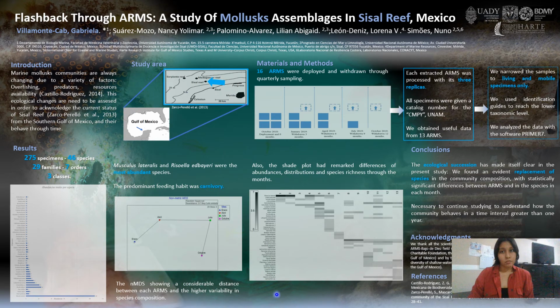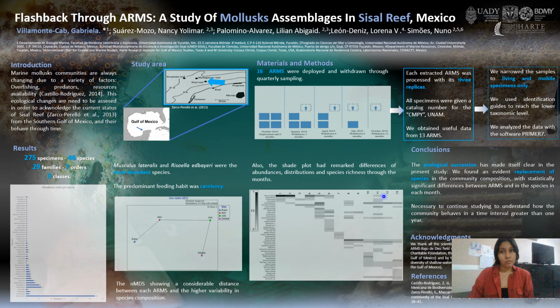This result was supported by the shade plot. As we can observe, numbers 1 to 13 are our structures, and in the columns we have the species. Initially, we can observe a great abundance but few species. As the months passed, the abundance decreased, but the number of species increased. The abundances vary significantly, so the species vary too.